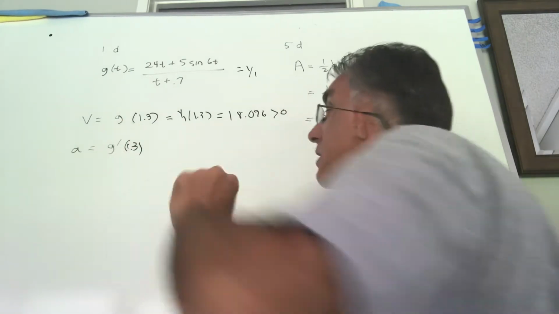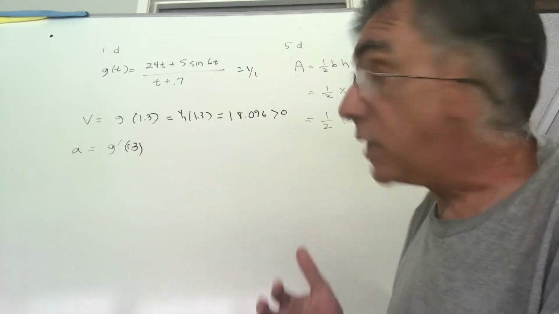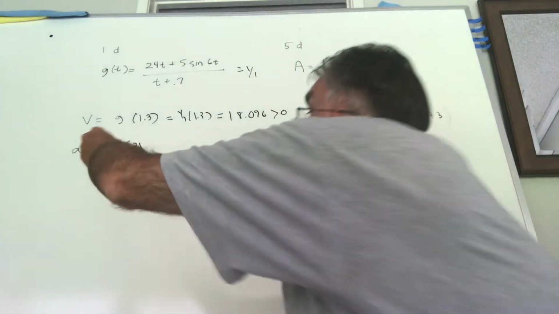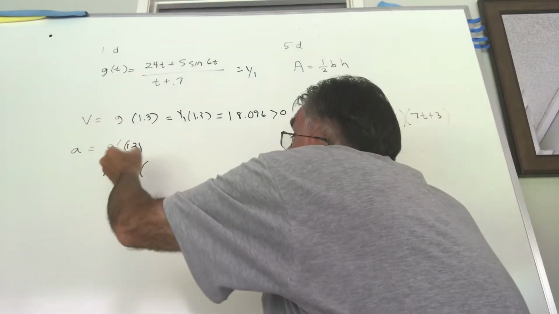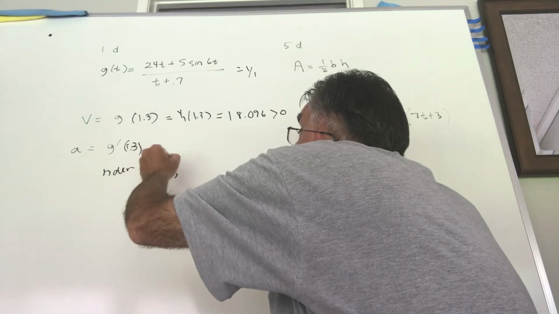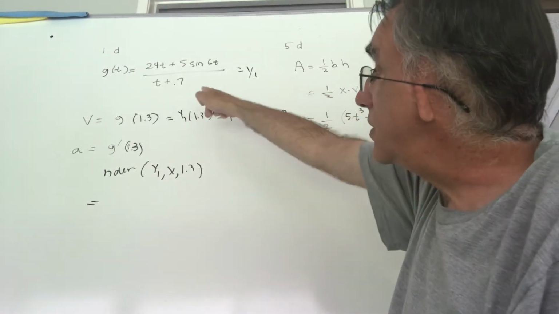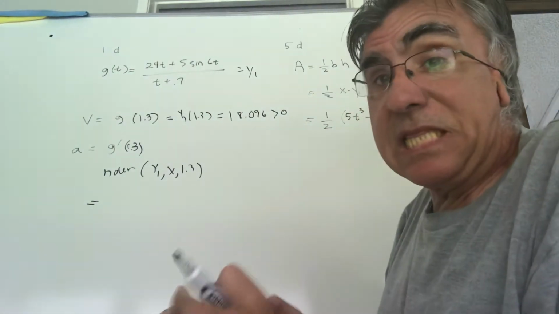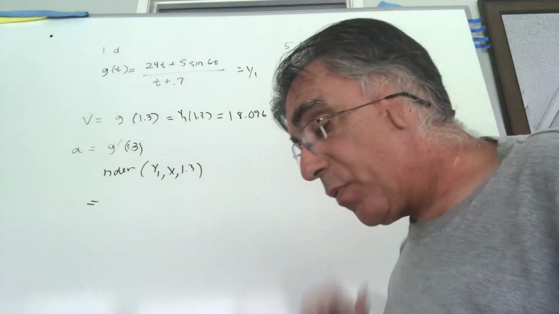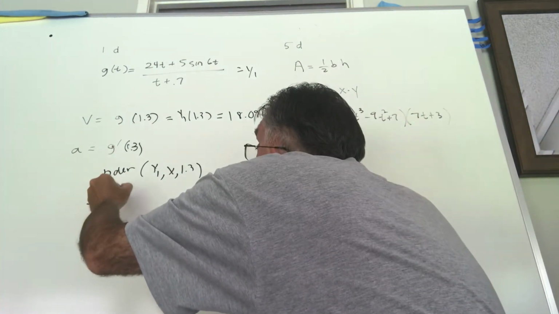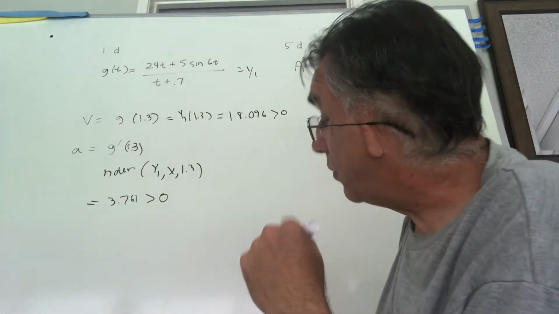Now, don't take the derivative of that by hand. That'll take you all day, okay? You have an nDeriv button on your calculator right below your integral button. Do the nDeriv of y1 with respect to x at 1.3. You can find the derivative of g once you have g in the graphing calculator, and that ends up being 3.761, which is bigger than 0.